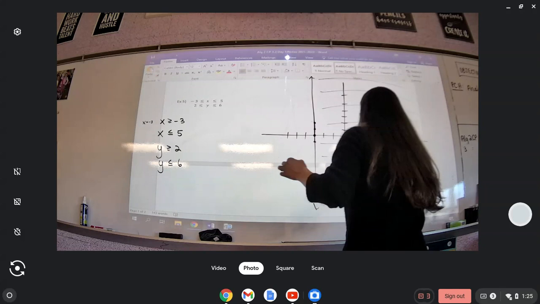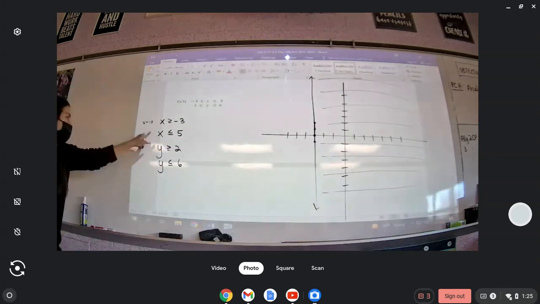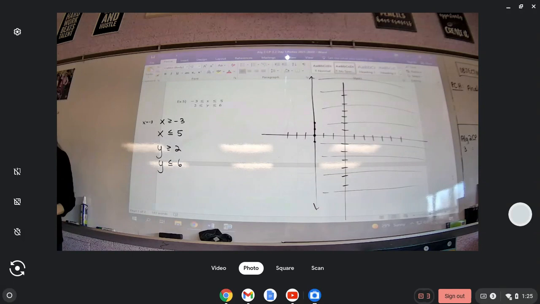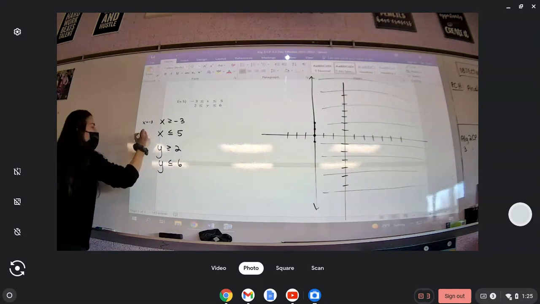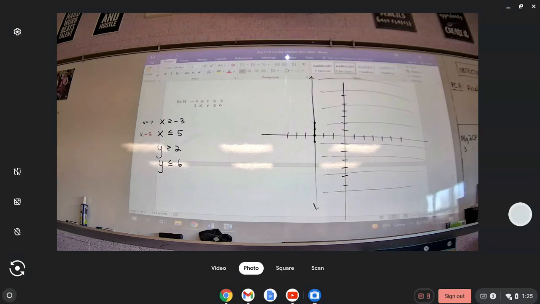Anything to the right of this line makes our first inequality true. Got it. Now let's graph our second one. I'm going to do it in red. First, I want you to graph the line x equals 5. So where is x equal to 5? Right, left, up, down? Right 5.